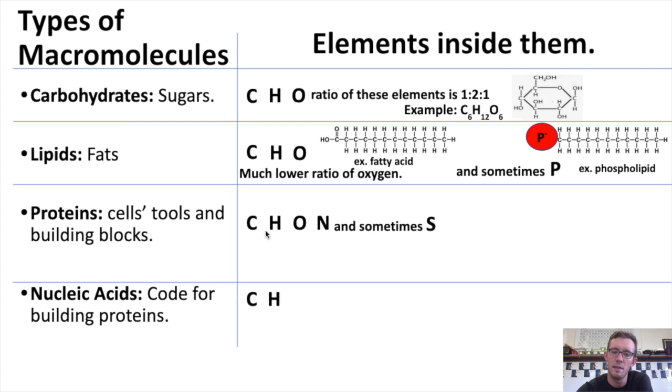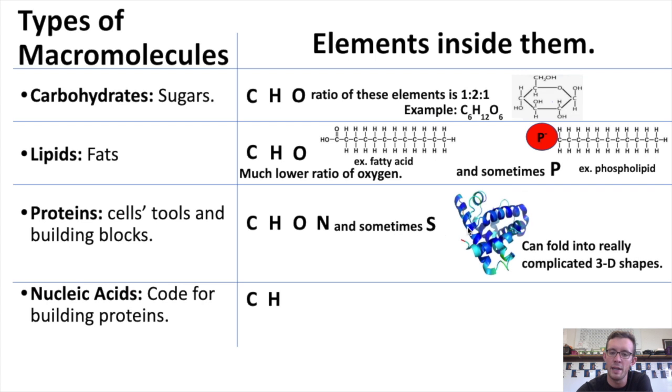Proteins, meanwhile, in addition to carbon and hydrogen, have oxygen, nitrogen, and sulfur in them. And this allows the proteins to fold into really complicated 3-dimensional shapes that can be used for all sorts of things inside of our cells.